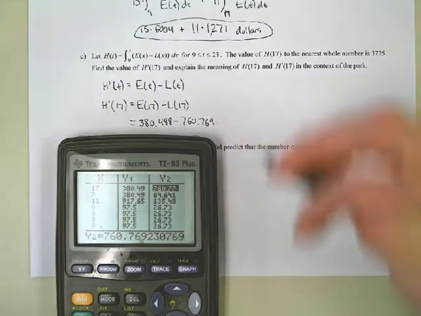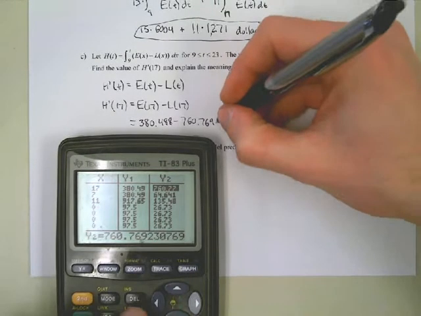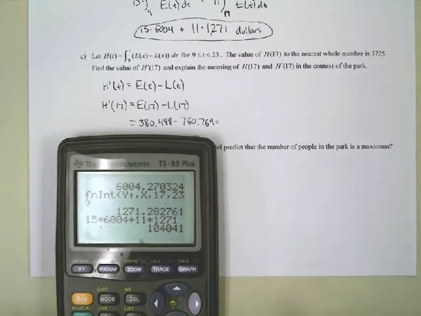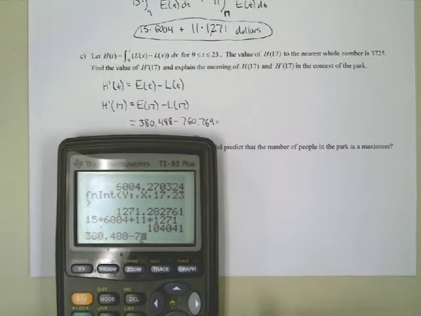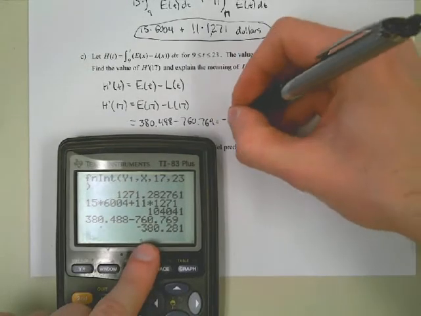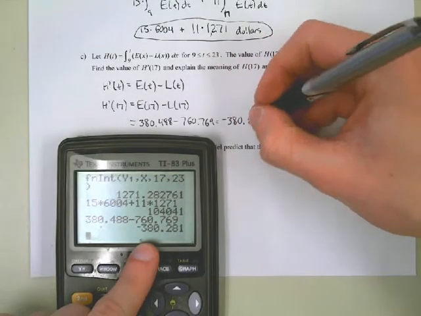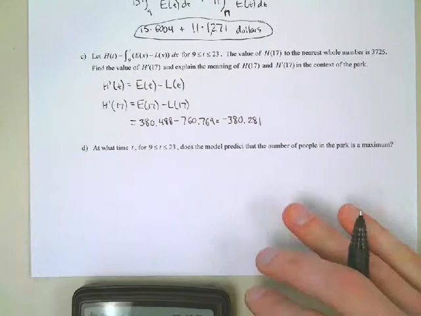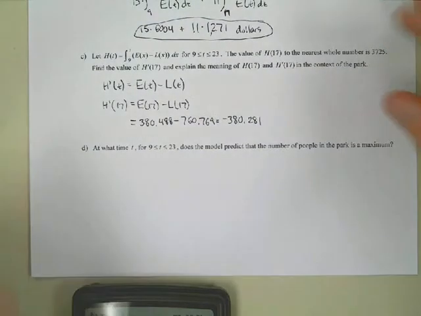See how I arrowed over and highlighted there? And now I can do that subtraction. 380.488 minus 760.769. So negative 380.281. You all doing okay? Question or anything? Good.